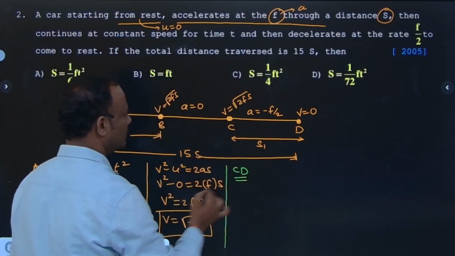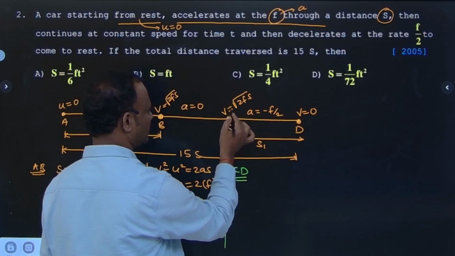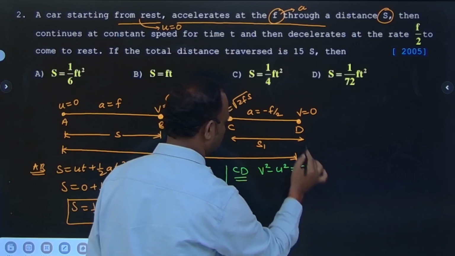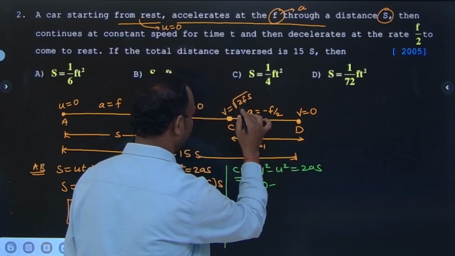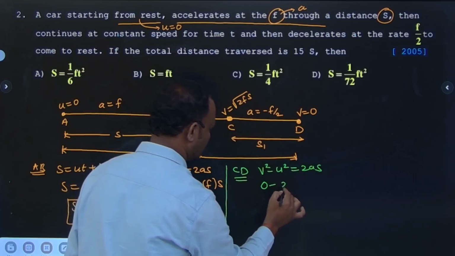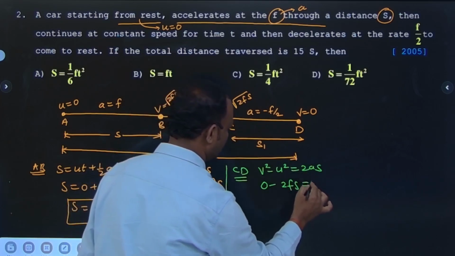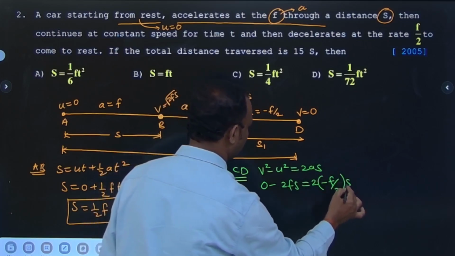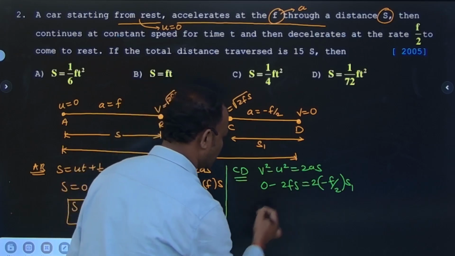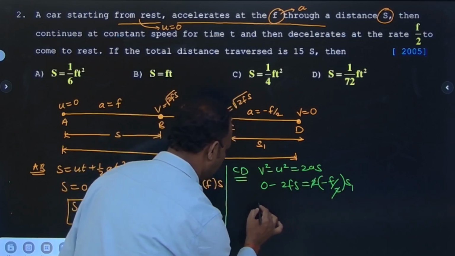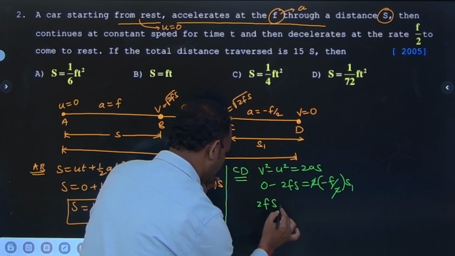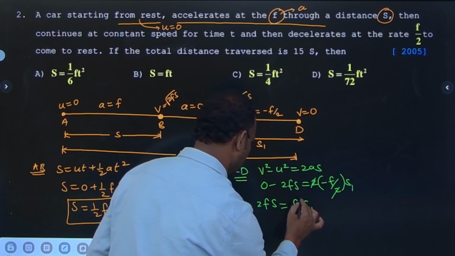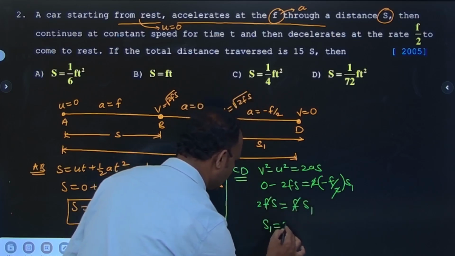Okay, for the CD, final velocity v is 0. Initial velocity for this one is under root of 2fs. Use this: v square minus u square is equal to 2as. 0 minus, so v square means what? Under root of 2fs whole square means 2fs. A is minus f by 2 into s1, right? So minus minus cancel and 2 cancel. Okay, 2fs is equal to f into s1. f, f cancel.